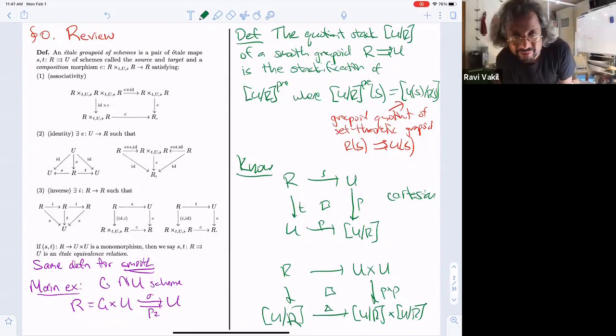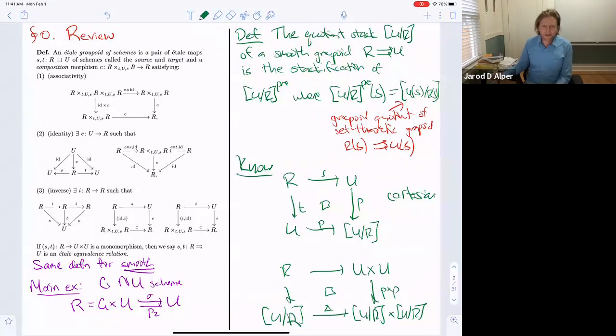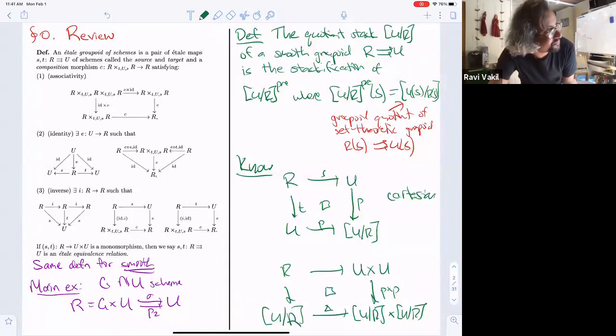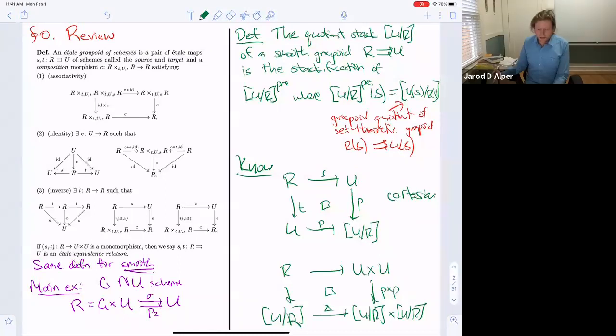Maybe related, when you said you know these things, you mean these are exercises that people should prove? Yeah, last time I listed them as exercises. And I think they're really important exercises, that give you a handle on working with fiber products of stacks. When you do those exercises, you get into some of the subtle properties of fiber products.